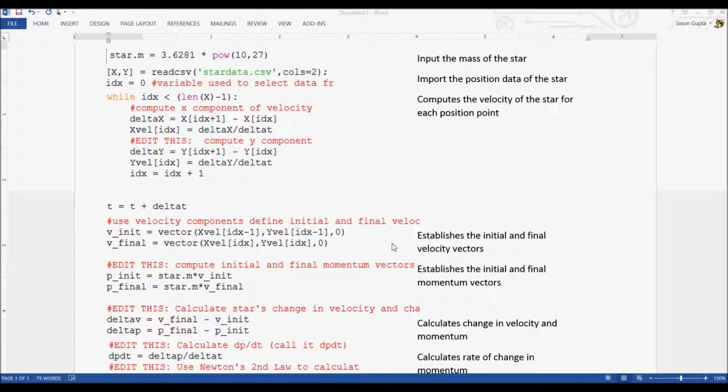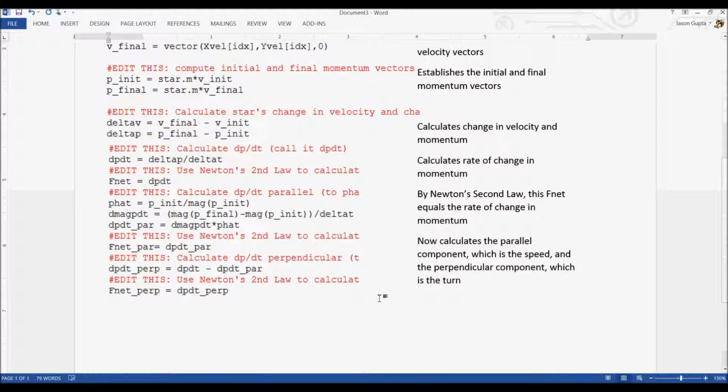First, we have to establish the initial and final velocity and momentum vectors. Then, we find each change in velocity and momentum by subtracting the initial from the final. Next, we find the rate of change in momentum by dividing the change in momentum by the time step. Then, by Newton's second law, we can equate this to the force and then calculate the parallel and perpendicular components of force.